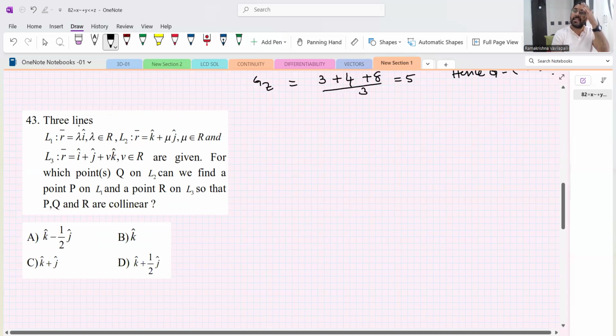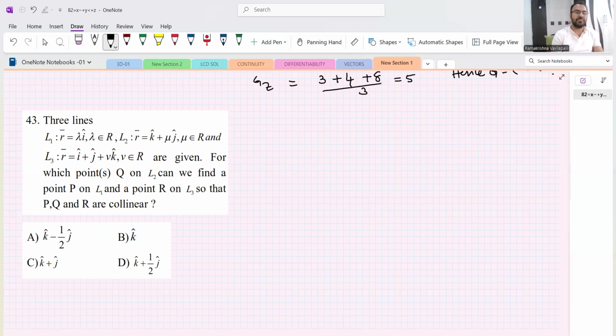Three lines are given, L1, L2, L3, for which the point Q is on L2. So Q you can take directly on L2. There is no i component, the j component is mu and the k component is 1. This is any point on line 2. We can find a point P on L1.